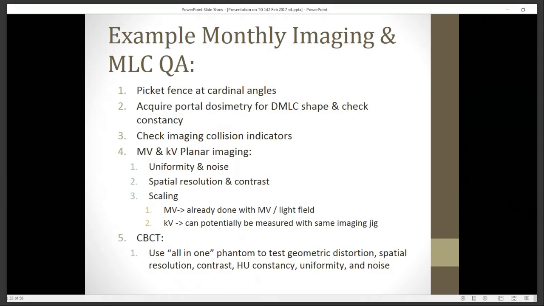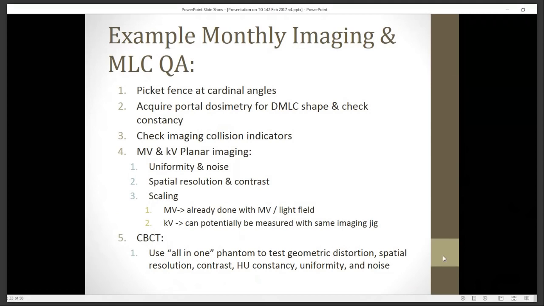And then do cone beam CT QA, which my suggestion would be to use some sort of an all-in-one phantom that will test geometric distortion, spatial resolution, contrast, Hounsfield unit constancy, uniformity, and noise. So you just get one scan, and then after the fact, you could go back and analyze that image and get all of these at the same time.